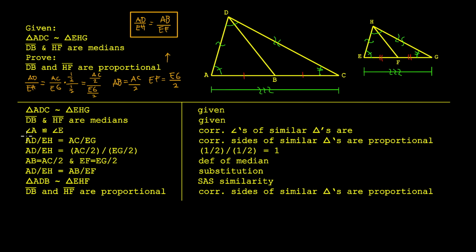Now we have this line in our proof, AD over EH equals AB over EF, substitution. Now, these 4 lines of the proof are the crux of the proof. You're probably going to have to go through this 2 to 3, maybe 4 times before it really makes sense. Just make sure you take the time to go through it.